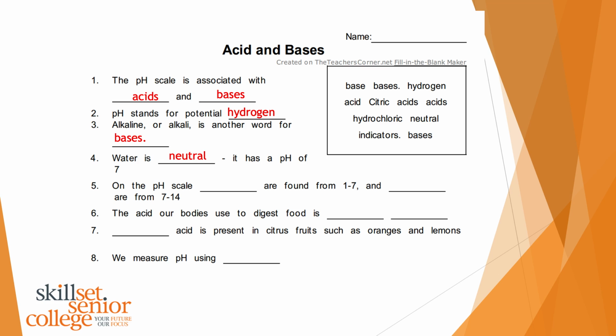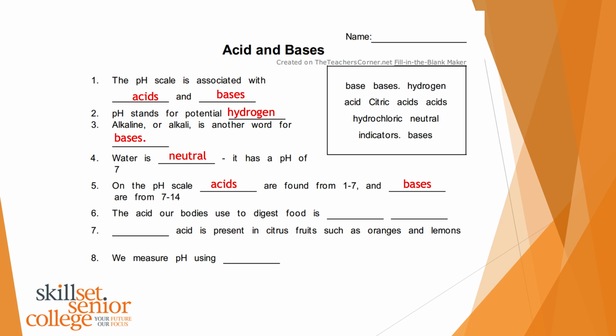Number 5, on the pH scale, acids are found from 1 to 7 and bases are found from 7 to 14. So what are found at 1 to 7? Well, we talked about that. Acids are found between 1 and 7. Hydrochloric acid is very, very strong, and that is found at a pH of 1. And what are found from 7 to 14? That is our bases. Our bases are found above 7.